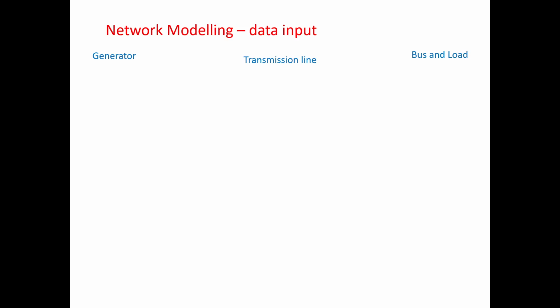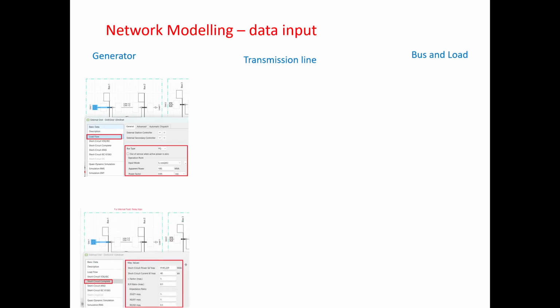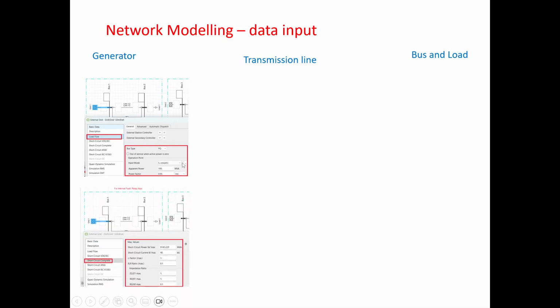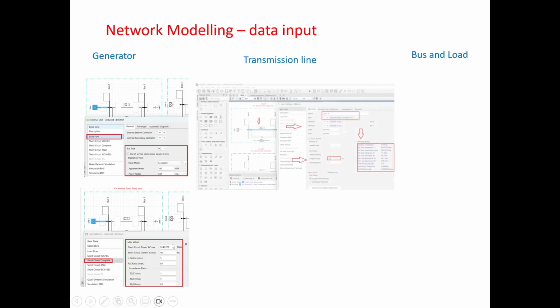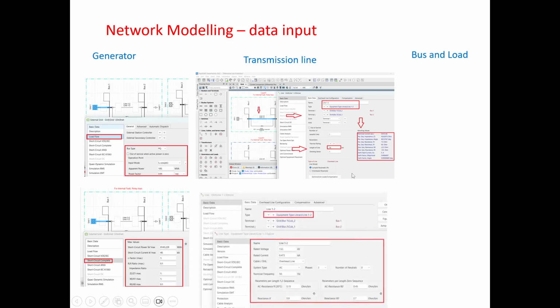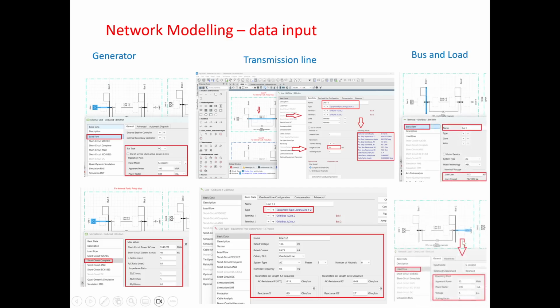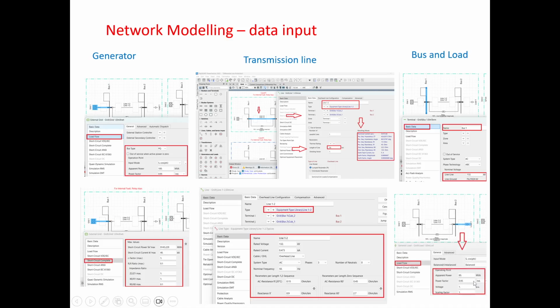So the way we should model as a data input is generator, transmission line, bus, and load. For example, on the generator side, we have to insert the power flow or the load flow information, and the fault infeed or short circuit. Transmission line, as we said already, line lengths and parameters or impedances, as you can see. And then the bus is about the voltage, and the load is about the load power. Okay.